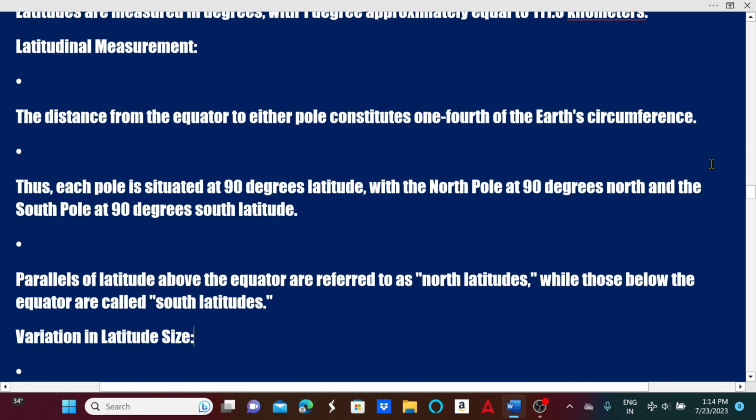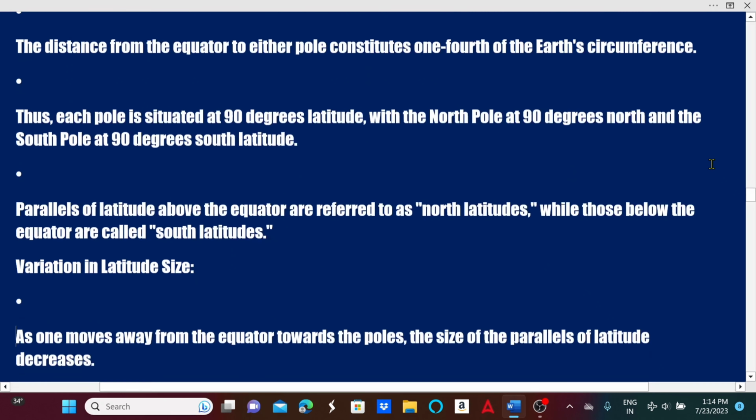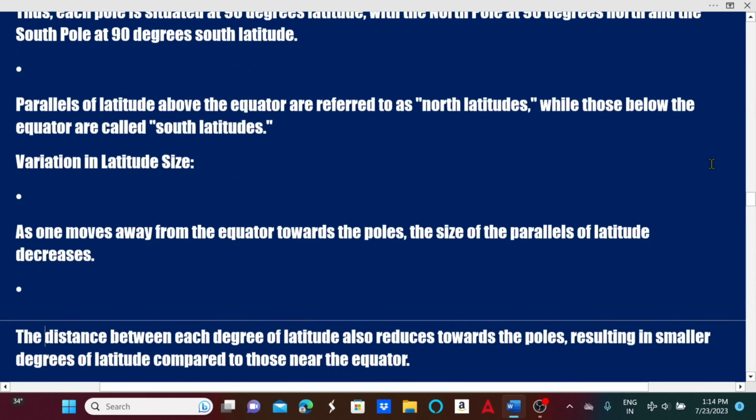Variation in latitude size. Now this topic is variation in latitude size. As one moves away from the equator towards the poles, the size of the parallels of latitude decreases. The distance between each degree of latitude also reduces towards the poles, resulting in smaller degrees of latitude compared to those near the equator.